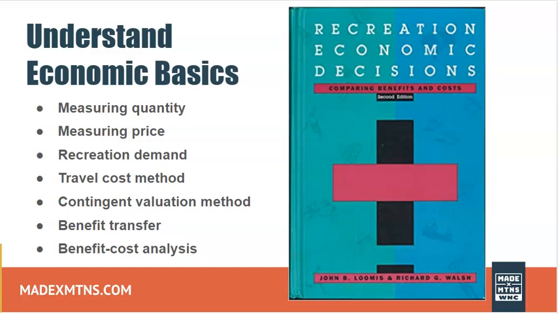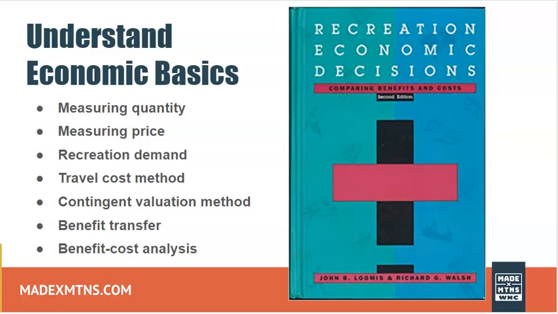And the text for this discussion is Recreation Economic Decisions, subtitled Comparing Benefits and Costs, in the second edition. The authors are John Loomis and Richard Walsh. This second edition was from 1997, so it's a little bit dated. It's 25 years old, but it still holds up pretty well. So where things are dated, I'll update those a little bit, but most of the text in this book is still very useful for our purposes.